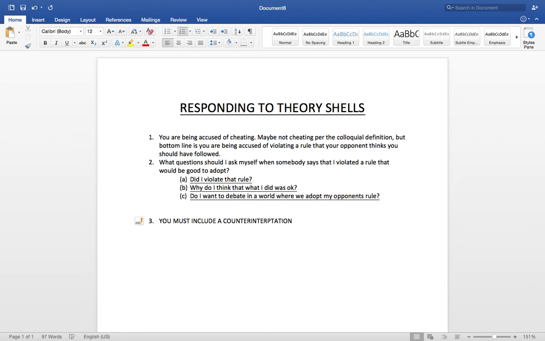Cool. So, does the big picture understanding of how to respond to a theory shell make sense? Yeah. The one thing I do want to definitely remind you of is that it is important for you to address all of their standards on their shell. And ideally, you address them with a combination of turns and defense.